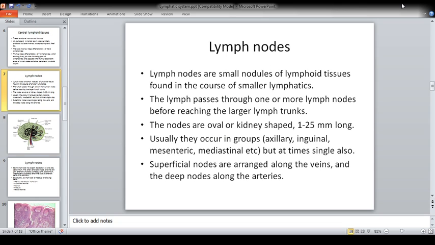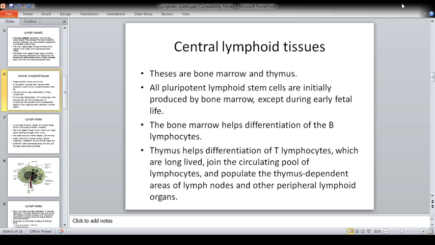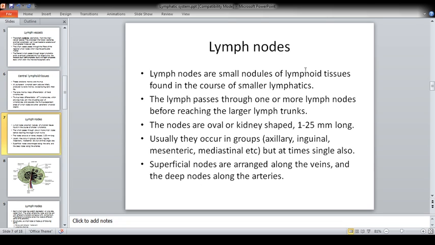So, let's review a bit. There were central lymphoid tissue and peripheral lymphoid tissue. Central lymphoid organs included the thymus and the bone marrow, whereas the peripheral lymphoid organs included spleen, lymph nodes, and all these structures, etc. So we're going to go into the detail of the spleen.